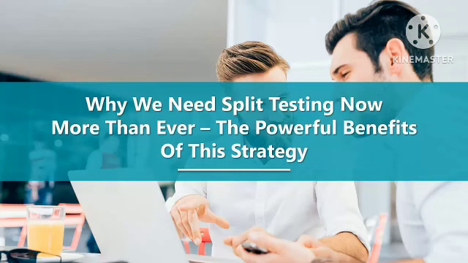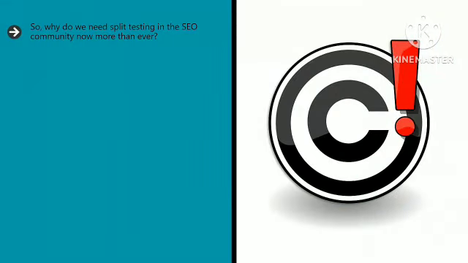Why we need split testing now more than ever, the powerful benefits of this strategy. So, why do we need split testing in the SEO community now more than ever? The simple answer is that SEO is more complex than it has ever been, and we have even less idea of how it works. For a moment, let me talk about another tangentially related example. YouTube's copyright algorithm. You see, over on YouTube, there's an algorithm designed to ensure that users don't upload copyrighted content. This prevents YouTube from getting into legal trouble and protects the intellectual property of music labels and movie studios.